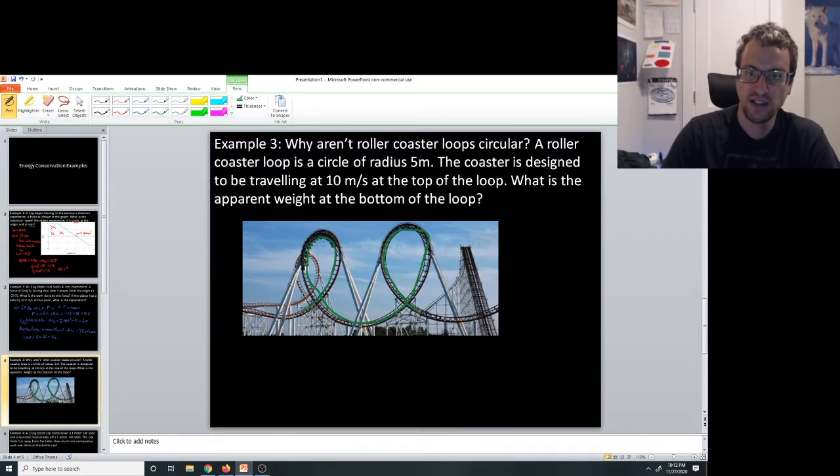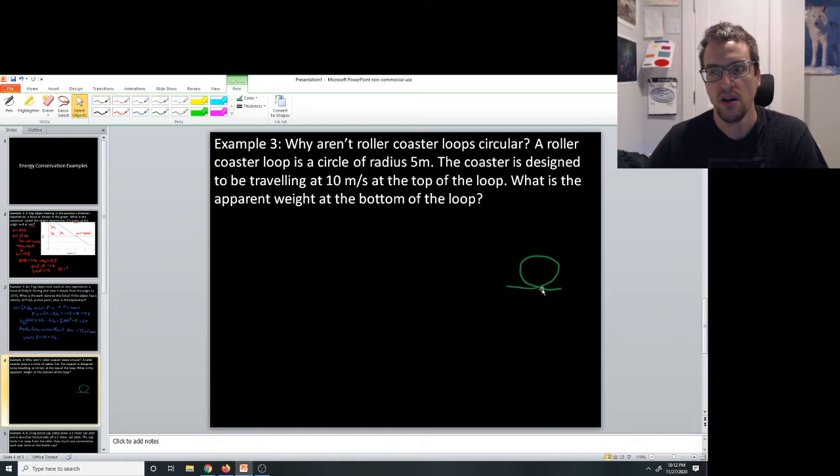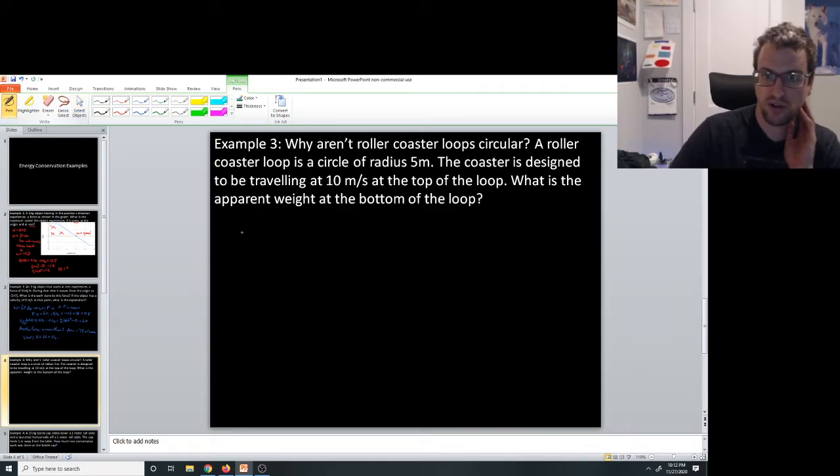Right? Why is this not a circle? Why isn't the loop more circular? There's actually a very good reason for that. So let's examine why. All right, so let's pretend it is circular.